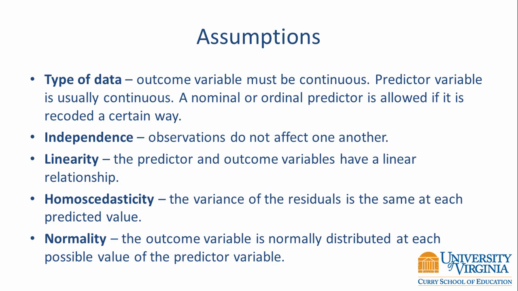The second assumption is independence. This assumption requires that responses for one participant in the study do not affect responses for another participant. For example, suppose we conducted a survey about satisfaction with the economy. If one participant copied the responses of another participant, independence would be violated.